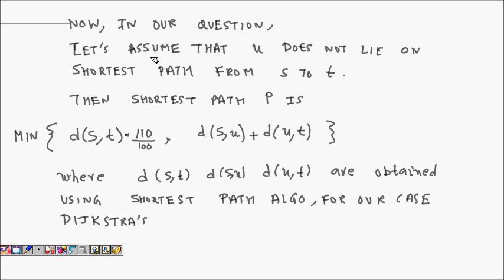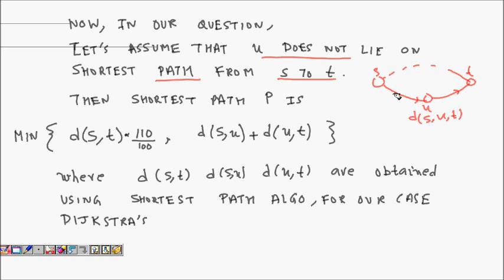Now in our question, let's assume that U does not lie on the shortest path. If it lies on it, then there is only one path and there is no problem. But if U does not lie on the path, we need to find the shortest path from S to T, where you can directly take the shortest path from S to T, or you can go via U. This is the shortest path I can take, but if I want to take rest, then I will go from S to U, U to T, and if this distance d(S,U) + d(U,T) is not increasing by more than 10% of d(S,T), then we will take this path.